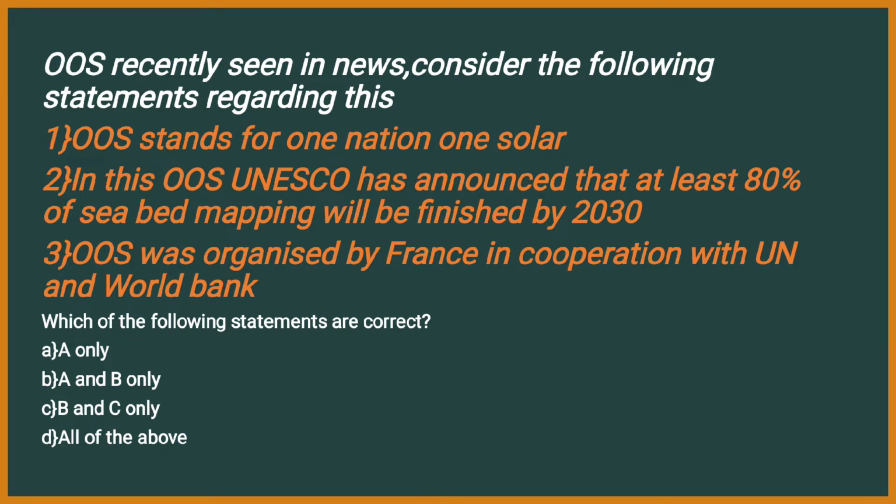The first statement states that it is one nation, one solar, whereas the second statement says that UNESCO has announced that at least 80% of seabed mapping will be finished by 2030. If it is related to solar, how can the seabed mapping come? So you can take a risk and just eliminate option number 1, right? If you eliminate option number 1, these options are gone, and the remaining answer is B and C only. Why? Double OS stands for One Ocean Summit. Therefore, option 1 is eliminated, and it was organized by France in cooperation with United Nations and World Bank. So you have got the answer.